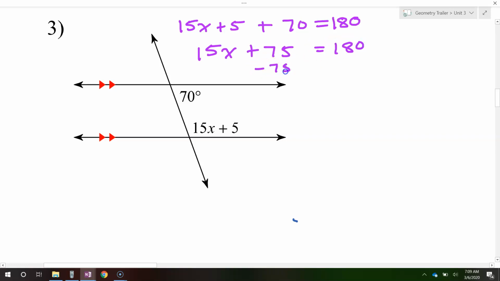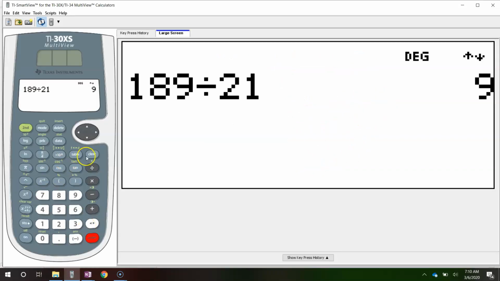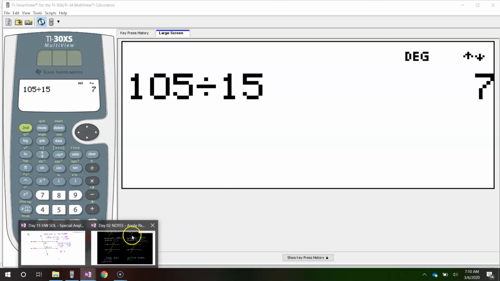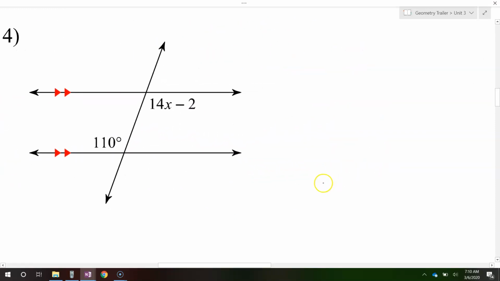We will subtract the 75 from both sides. So that's going to leave us with 15x is equal to 105. And finally, I will divide both sides by 15. All right, so let's check and see what that is. 105 divided by 15. That is 7. All right, there's number 3.